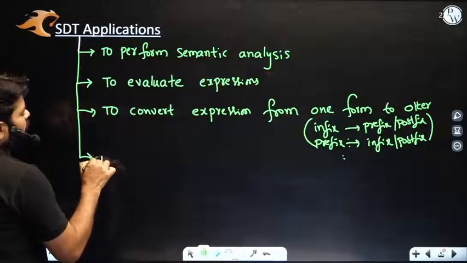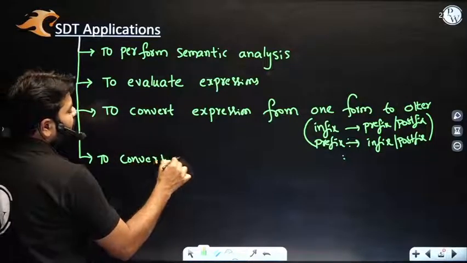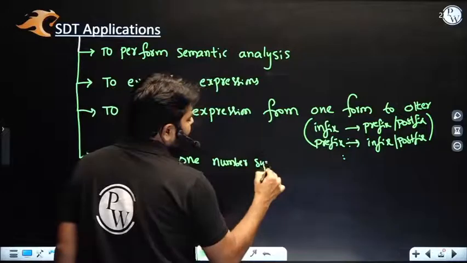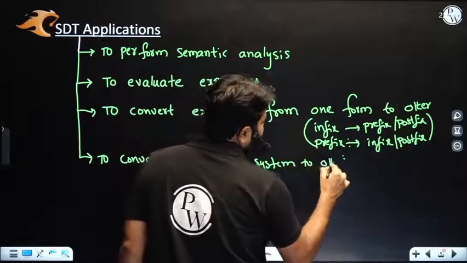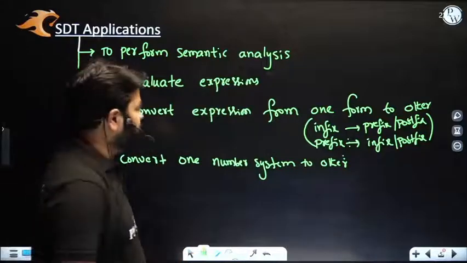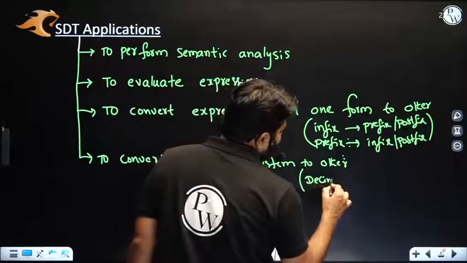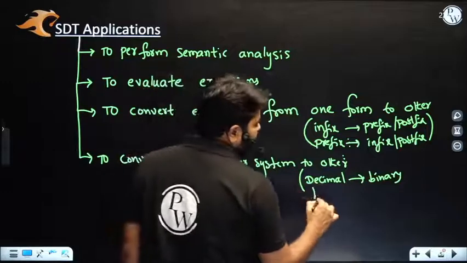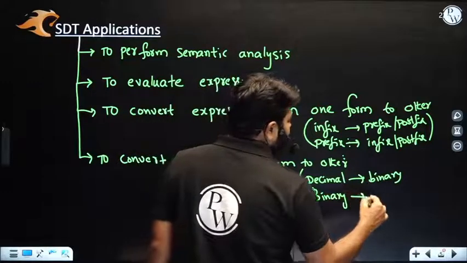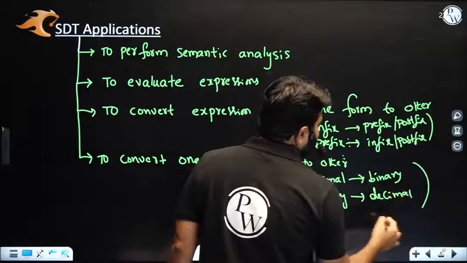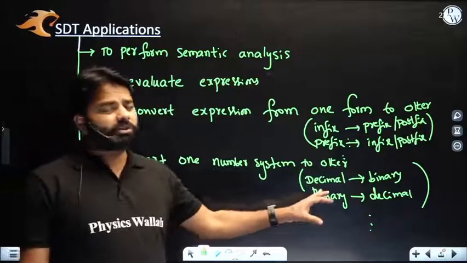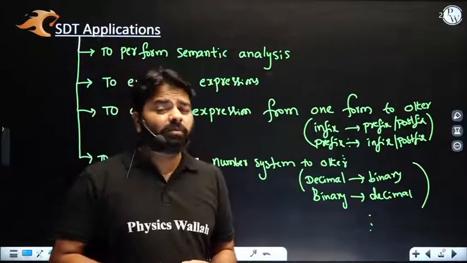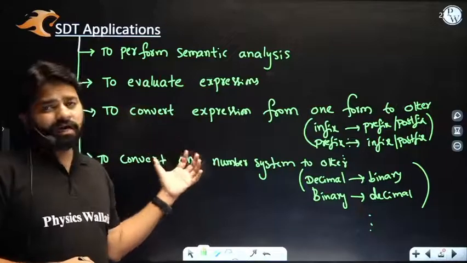Not only this, you can also convert one number system to another. If you have studied digital logic, you may want to convert a decimal number to binary, or decimal to octal, or binary to decimal, and so on. It's not just restricted to this. You can convert one form to another, one number system to another number system. So basically, SDTs are a very powerful tool that can be used to perform many kinds of translations.